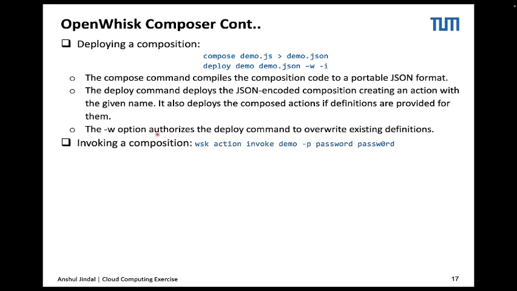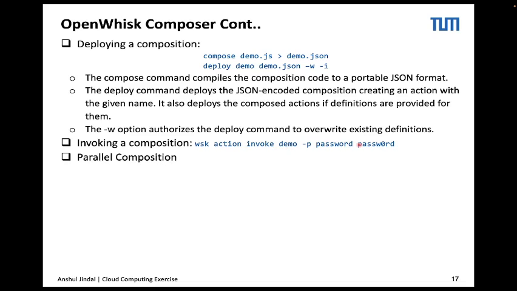And the -w option authorizes the deploy command to override the existing definition. There might be a previous definition for the same function which you have created, so it will override those definitions if you specify this parameter. And for invocation, it's the same as the other invocation functions. You call the invoke command, then the name of the function, then any parameters you are passing to that function itself.